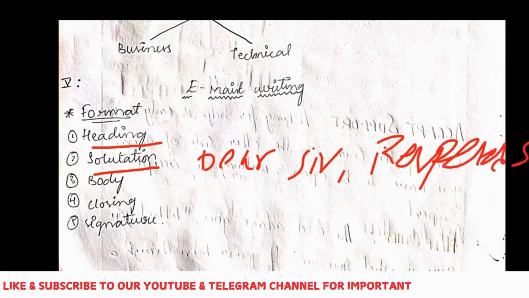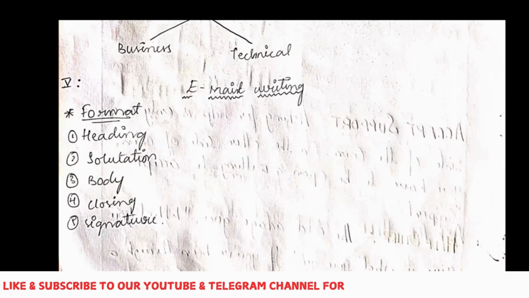And body of the mail. In the body of the mail, you have to write 3 paragraphs. Why you are writing that mail? Why you are sending that mail? And what is the purpose of that? And conclusion. Why you are sending that mail? What you want from that mail? You have to ask them.